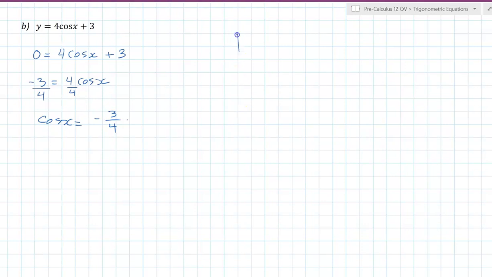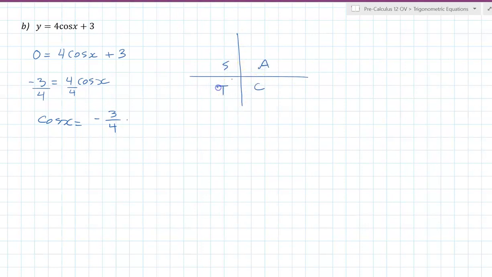Now we have a cosine equation. Let's go ahead and solve. We're going to isolate cos x and then come back. So when you solve for cos x, that's what you will get, -3/4. Great. Now we're going to go ahead and look at the CAST. Okay, so here it is.